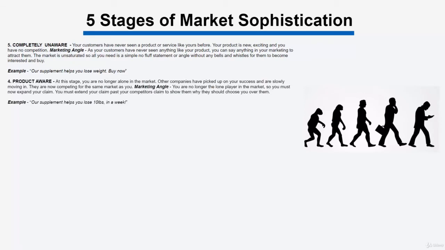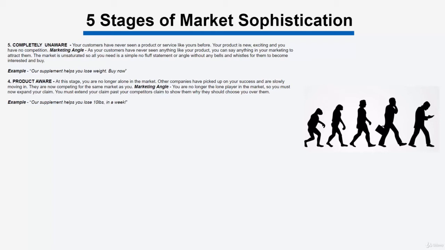Number 4 here, so they're product aware. At this stage, you're no longer alone in the marketplace. There's other companies that have picked up on your success. There's other players coming in, and now you're competing for the same market. Now, with this particular marketing angle, since you already have some players coming into the market, you need to be able to extend your claim past your competitor's claim to show them why they should choose you over them, right?